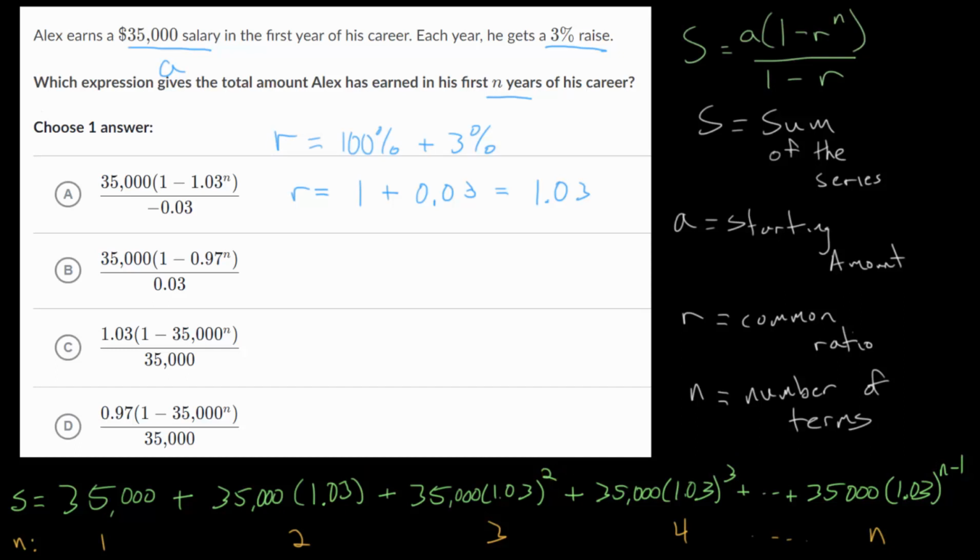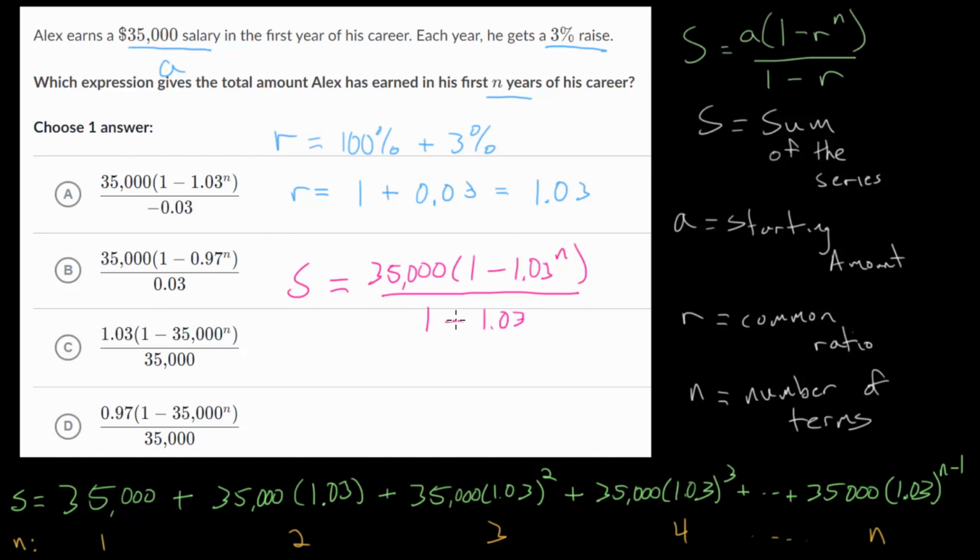And of course, the way to actually add this up, since we need to keep it very general, is to use the formula. We don't know exactly what year his career will end, so we can't actually plug in a specific n value, but we can use this formula. So we can say that S is equal to A, that's the starting amount, that's 35,000, multiplied by 1 minus the common ratio, which we figured out that's the 1.03, and we're going to raise that to the nth power, and divide everything by 1 minus that common ratio, 1.03.